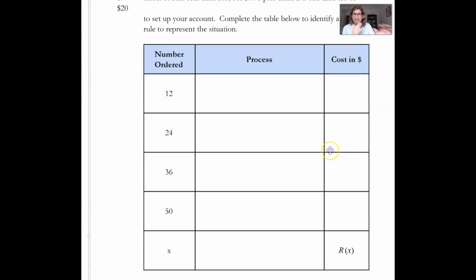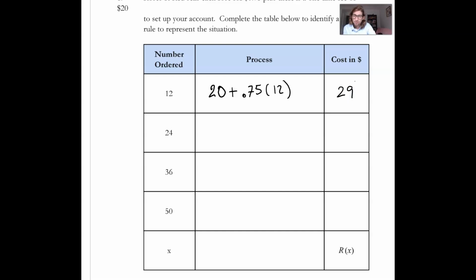I'm going to do a couple and then ask you to fill out the rest of this table here. So if we read through that statement again, they sell each rose for 75 cents each, plus there's a one-time fee of $20. So to set up the account, you need to spend $20. Then if you're ordering 12 roses, each rose costs 75 cents, and we'd multiply those together. Now, if you got a calculator, this might be a little bit easier. If you don't have a calculator, feel free to grab one or just wait for me to write down the numbers. But that is 9 plus 20. Overall, your cost would be $29.